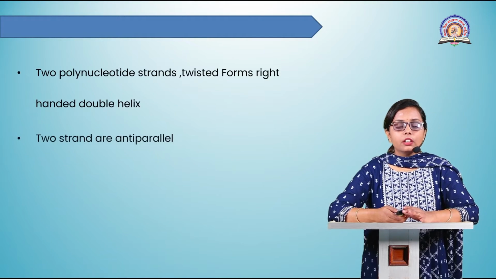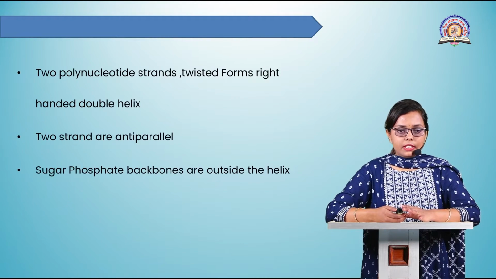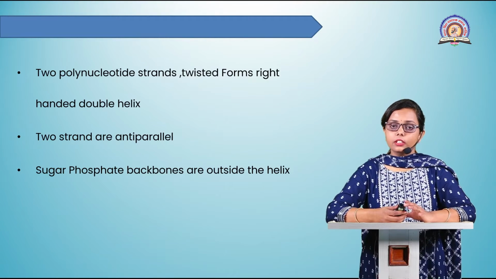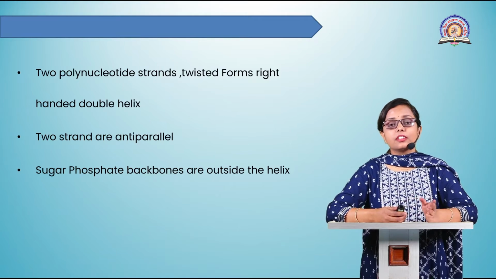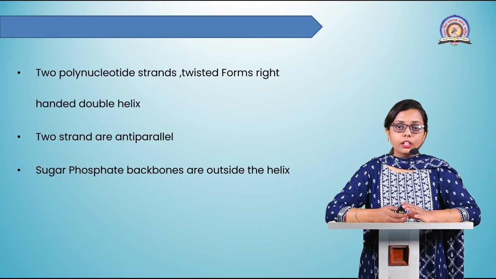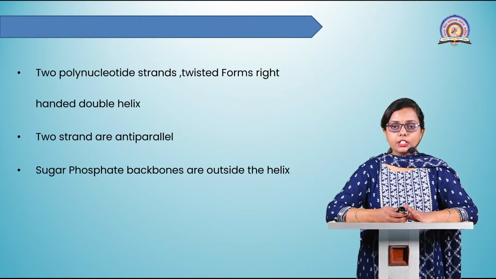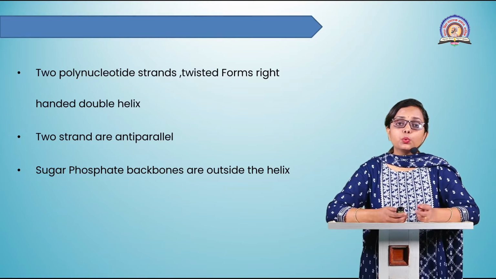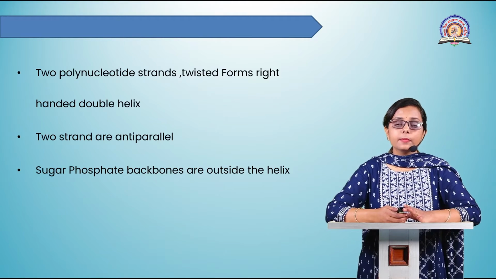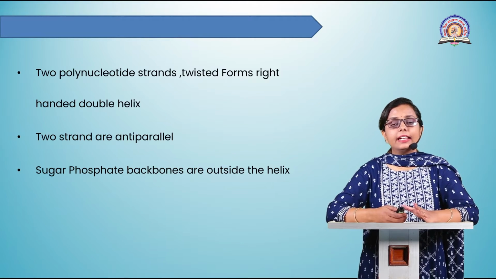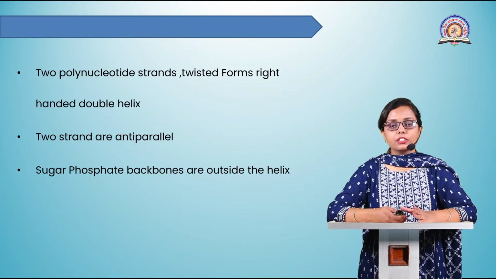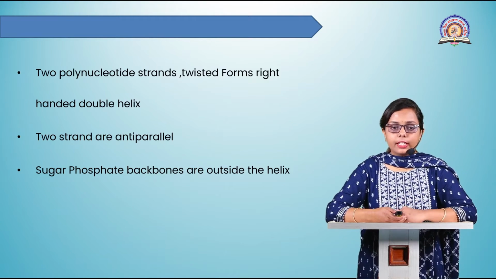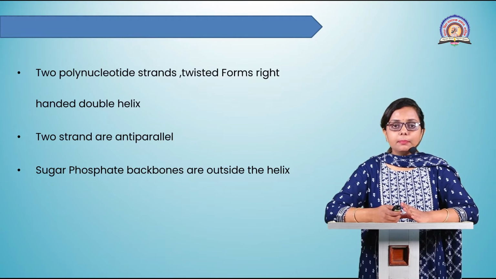What Watson and Crick state is that there are two polynucleotide strands, twisted and forming a right-handed double helix. So what you need to remember is that the DNA strands are a double helix, twisted right-handed. And these two strands run anti-parallel to each other. That means if one strand runs 5 prime to 3 prime, the other runs 3 prime to 5 prime.